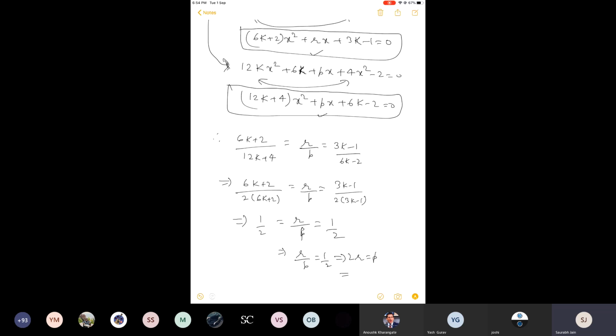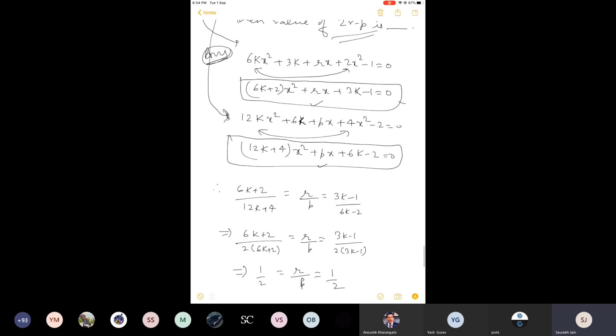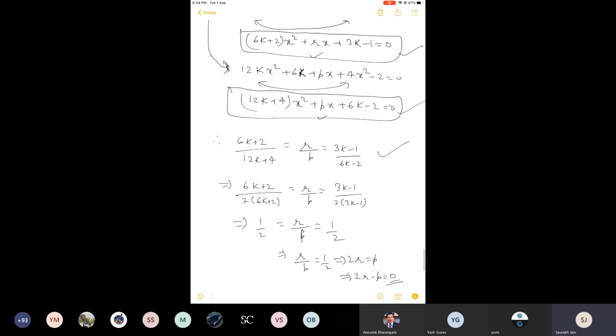Question was easy, but we just have to change it in the standard form. Once you have changed it in the standard form like this, use the condition of both roots common, which is a1 by a2 equals b1 by b2 equals c1 by c2. Simplify the terms and you will get the value as 0.